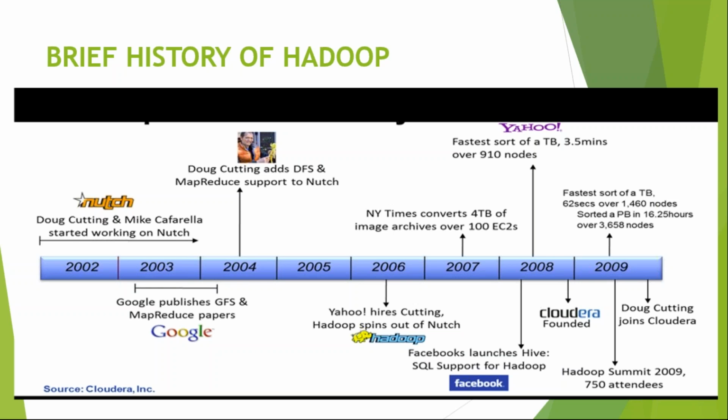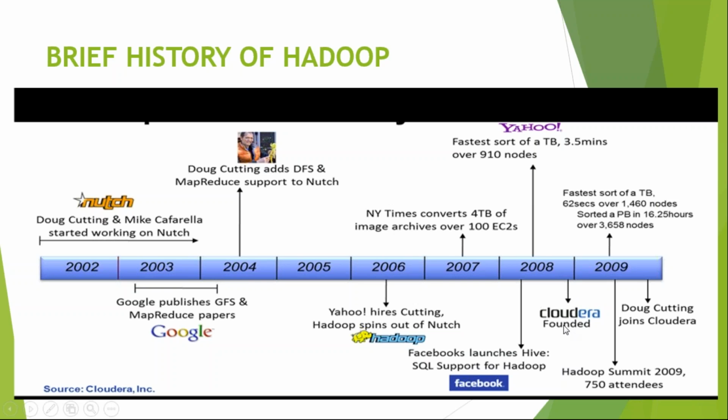And in 2008, Yahoo tested one more thing, the sort algorithm. They applied a sort algorithm on a TB of data in 3.5 minutes over 1,000 nodes. Sort is a very costly, complex algorithm, and this was random data. If you sort random data, you have to compare each and every element with the other elements. They did that in 3.5 minutes on 910 nodes.